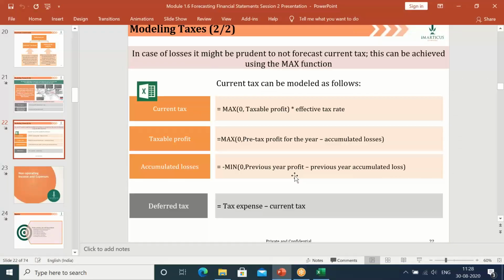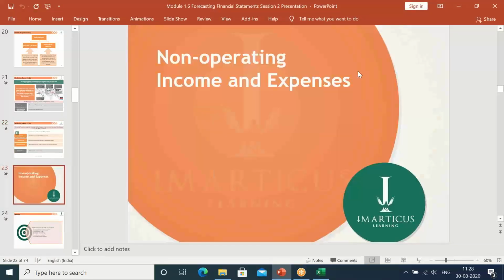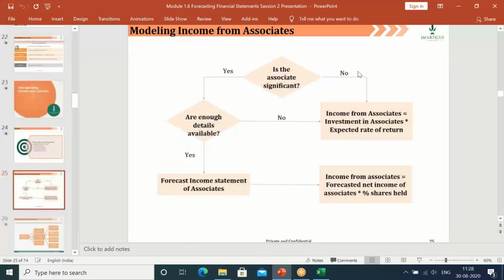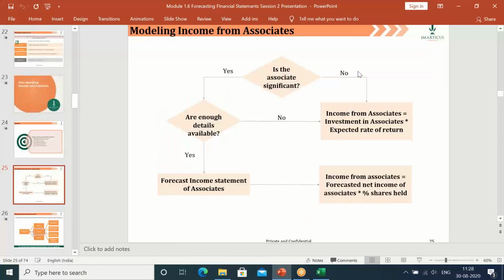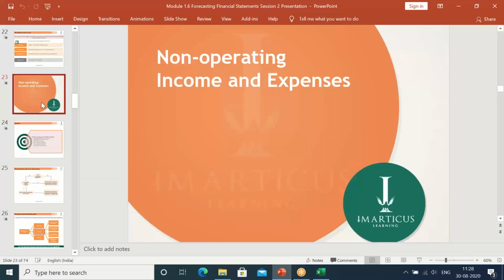ठीक है. So I'll consider this as closed. Now moving to operating incomes and expenses. So income from associates. So what do you mean by income from associates? For example, before I go to that, you understand what is non-operating income, correct? ये डिस्कस हुआ होगा आपका पहले, previous sessions सब करके रहे. Right, do you understand what is non-operating income and expense?